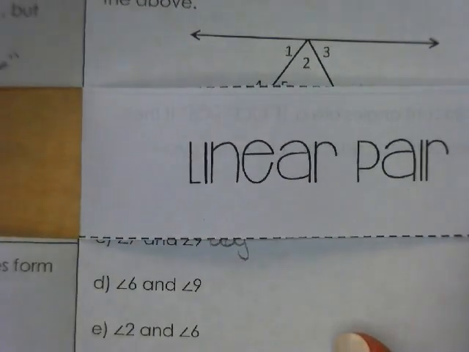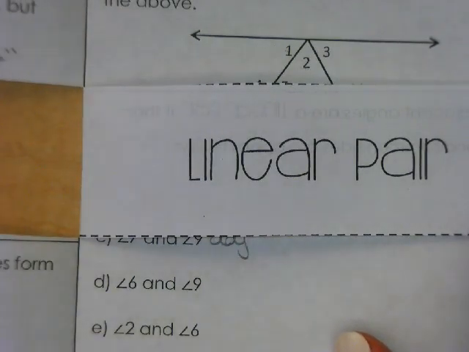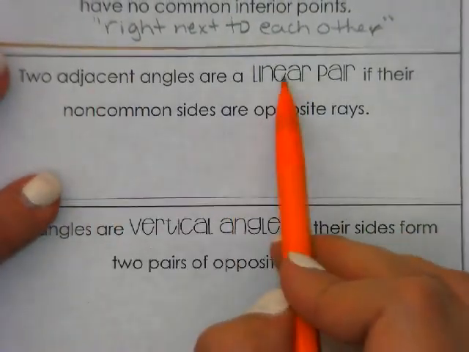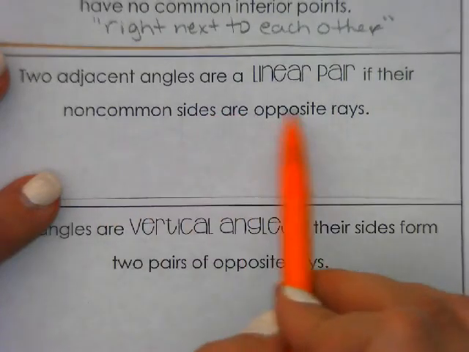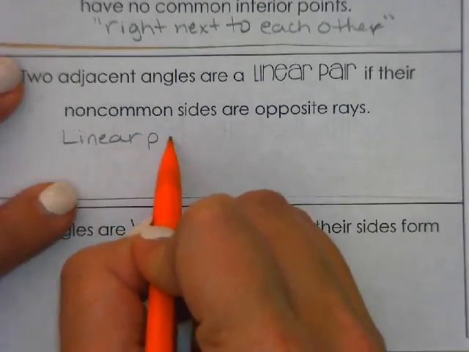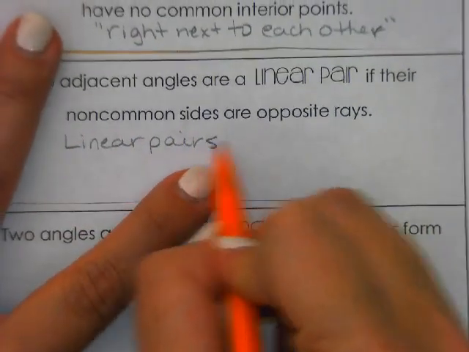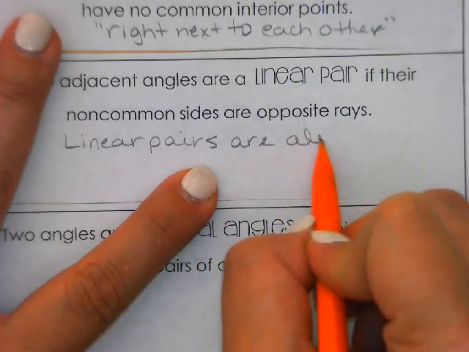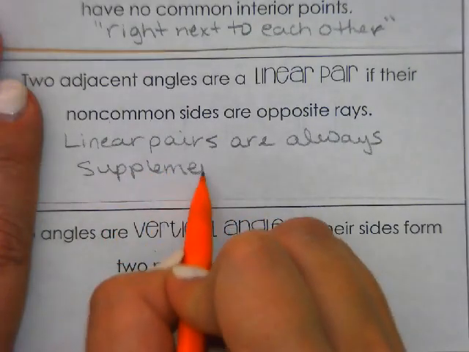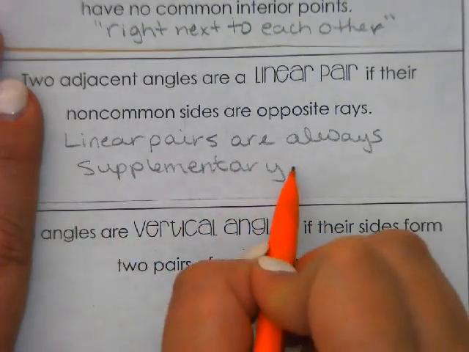All right, the next one says linear pair. Linear meaning what? Line. So if it is a linear pair, it is also supplementary. Two adjacent angles, two angles that are next to each other, are a linear pair if the non-common sides are opposite rays. So let's look at this. Linear pairs are always supplementary. Supplementary means they add up to be what? 180. Good.